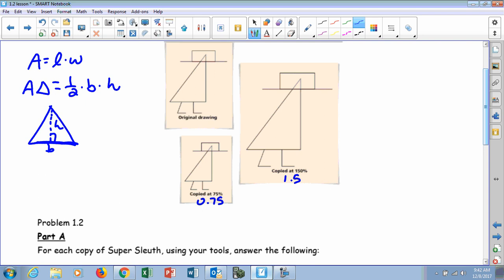All right, so with your team right now, I just want you to work on part A, 1 through 4. It says here, for each copy of Super Sleuth, using your tools, answer the following. Describe how the side lengths compare to the corresponding sides of the original figure. So for this one and this one. They want you to answer both copies.